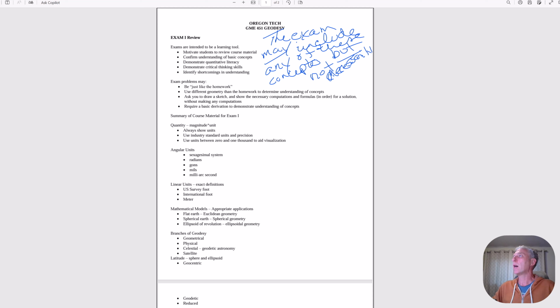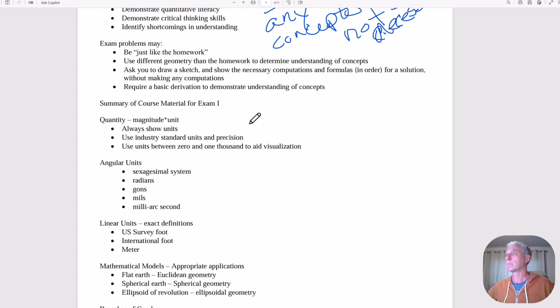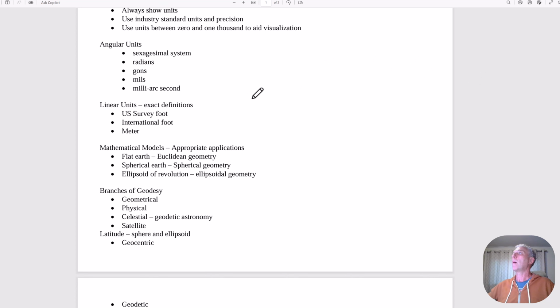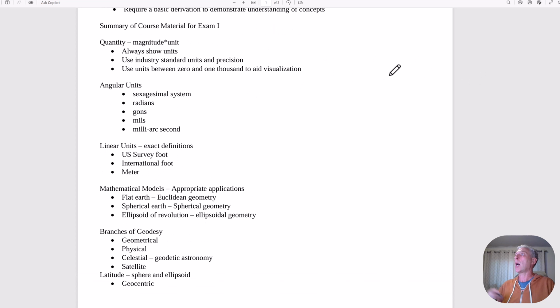So the summary of course material, quantity: always show units. So always. That means degree, minute, second symbols, degree symbols, meters, international feet, U.S. survey feet, inches, miles, kilometers, whatever. Where'd my pen go? And since I'm going to be writing on this, I'm going to bigify it. Okay, that's better. Always show units.